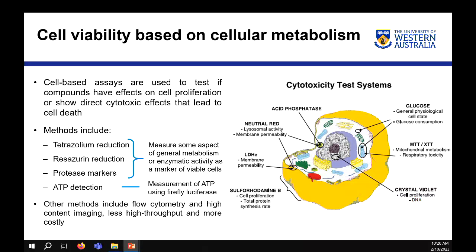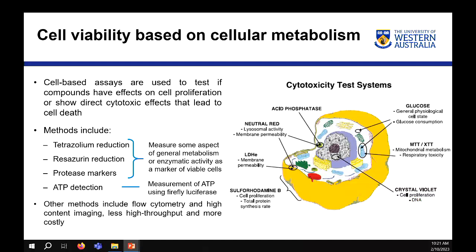So I've got some methods here: tetrazolium reduction, resazurin reduction, protease markers. These measure aspects of general metabolism or enzyme activity as markers of viable cells. If a cell is viable or alive, then obviously its metabolism is ongoing. If a cell's dead, then it can't metabolize things. That's essentially the principle. And then there's ATP detection, so measurement of ATP using firefly luciferase.